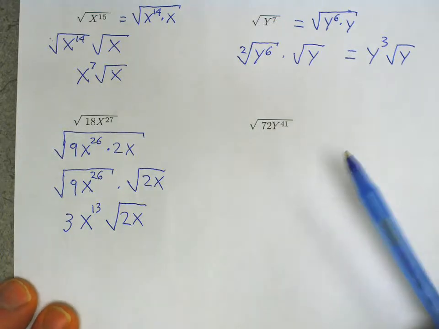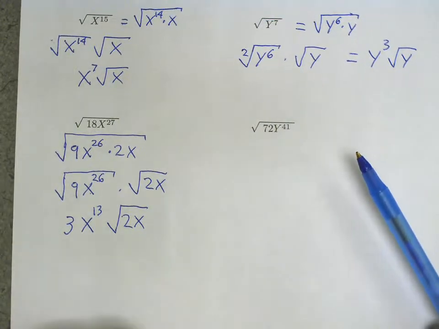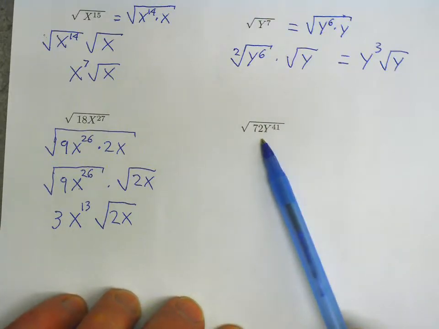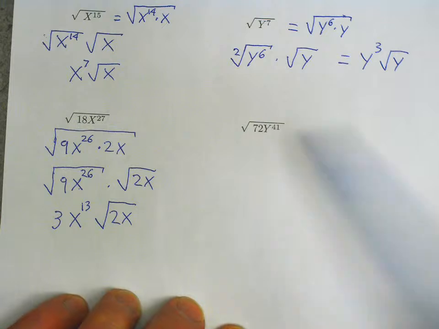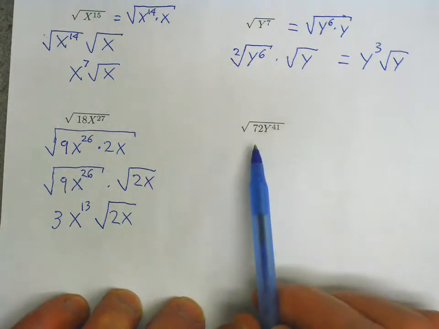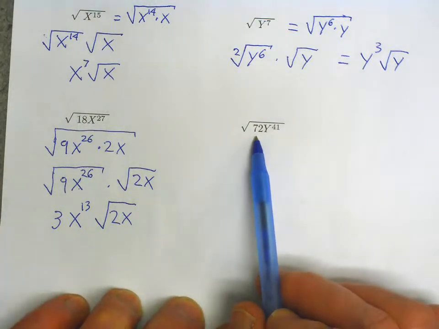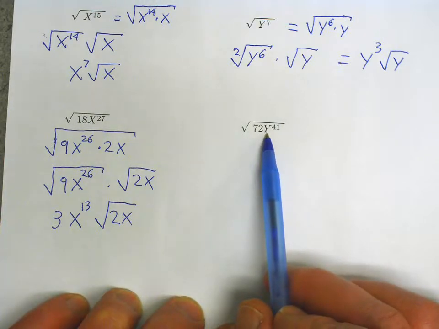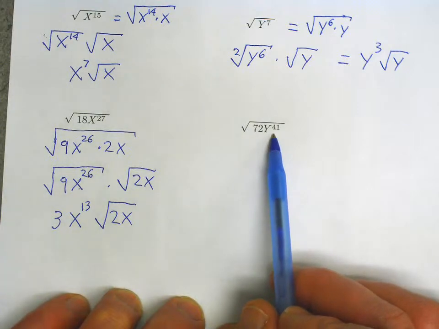The next example is similar to what we just did. Simplify the square root of 72y to the 41st. The largest factor of 72 that's a perfect square is 36. 36 times 2 is 72. And the largest factor of y to the 41st that's a perfect square is y to the 40th.